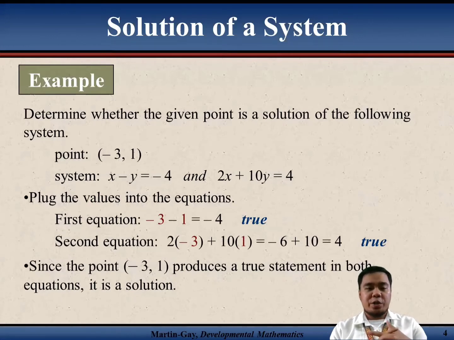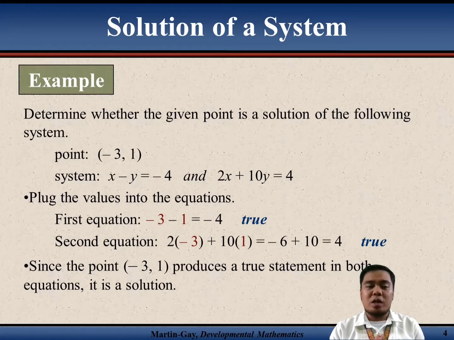Now, how are we going to determine if a given ordered pair is a solution of the equation? If we recall what we learned in the previous module, we plug the given ordered pair, or the given values of x and y, into the equation. And if that makes the equation true, then we can conclude that the given ordered pair is a solution of our linear equation.